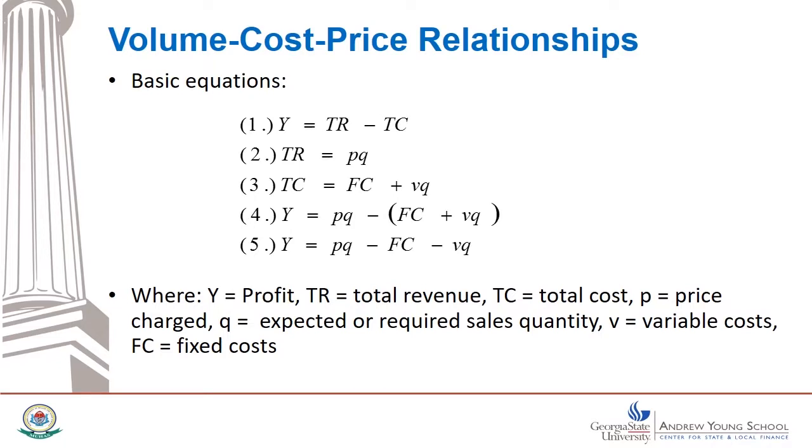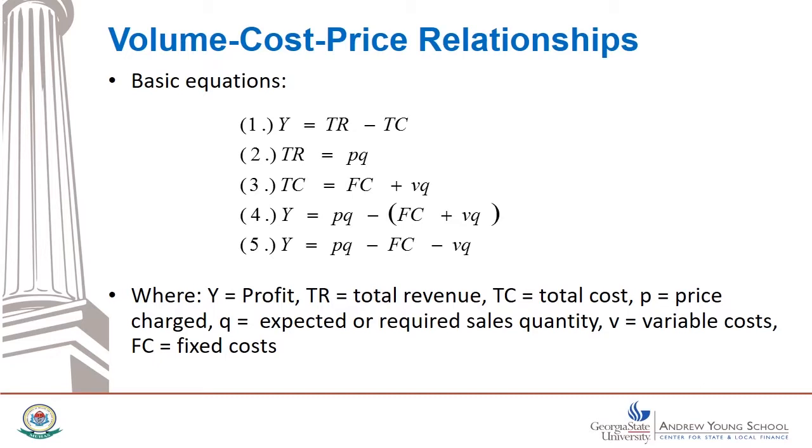Small letter q stands for the expected or required sales quantity. Small letter v refers to variable costs. And FC stands for fixed costs. Now we use those abbreviations for these 5 equations, starting with one relationship to discover another one. Thus, it's really a step-by-step way to use one equation to solve for another.